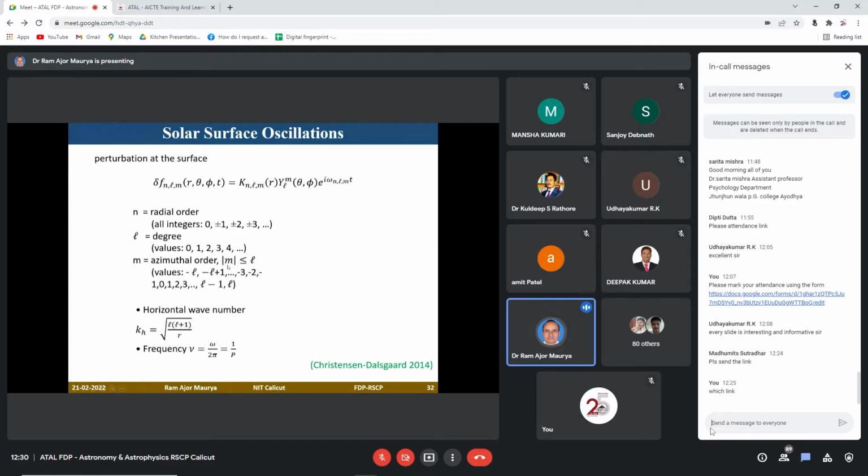M is the azimuthal number. This can take a value between plus and minus L. These values are similar to the values that we have in quantum mechanics while studying the hydrogen atom.